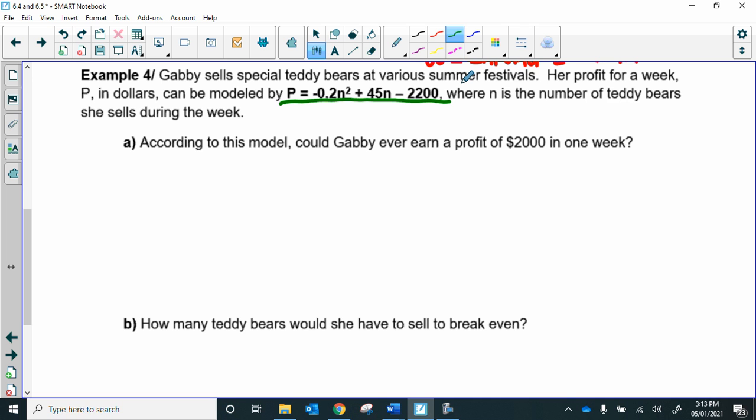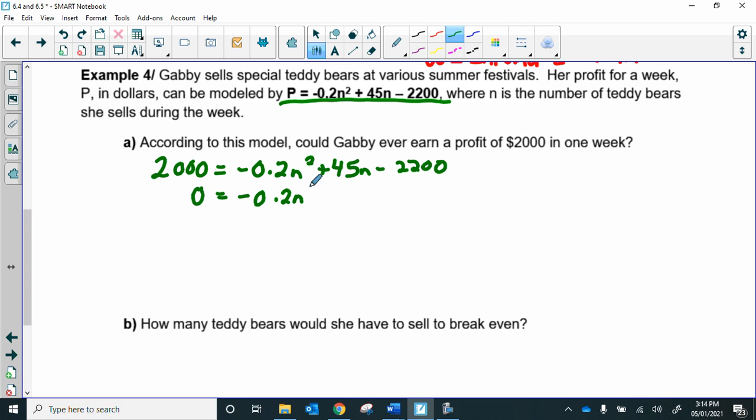According to this model, could Gabby ever earn a profit of $2,000? So could P ever equal 2,000? In other words, if P is 2,000, is there any possible value of N that satisfies this equation? Well, let's make a 0 here, and we're going to move our 2,000 over to the other side. Simplify that. We're going in the negatives 2,000 more, so we're ending up at negative 4,200.